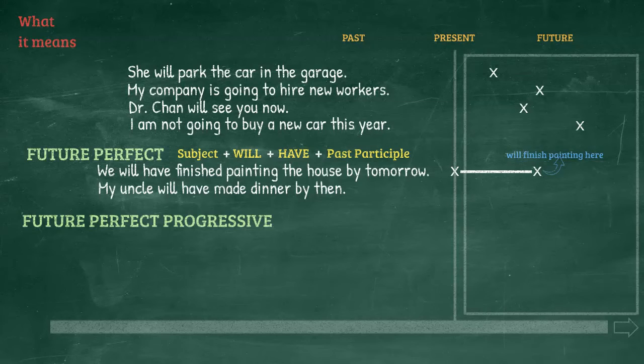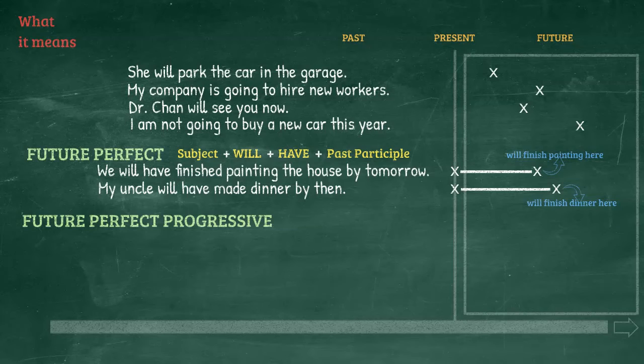Same with my uncle will have made dinner by then. We say it in the future perfect because the dinner that my uncle will make will somehow be important to what is happening right now. For example, we might be working right now, and by the time we get home, my uncle will have made dinner. Again, if we just said this in the basic future tense, my uncle will make dinner, it would mean that at some point in the future, my uncle will make dinner. It will not be connected to anything else that is happening.